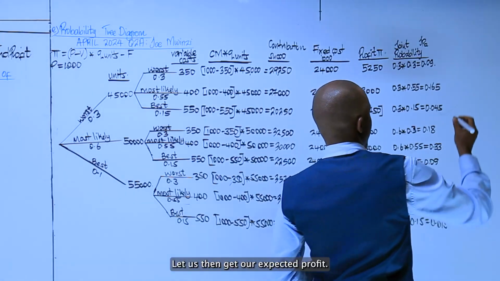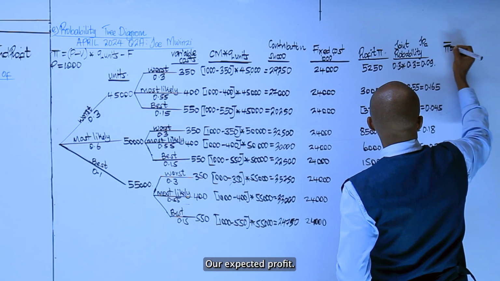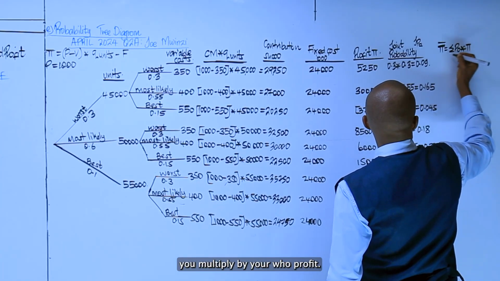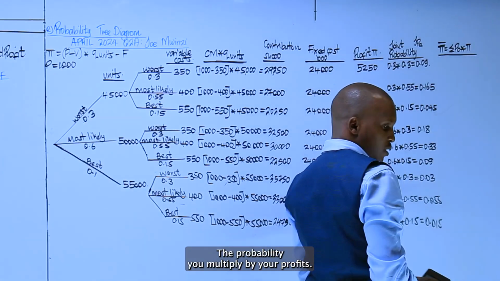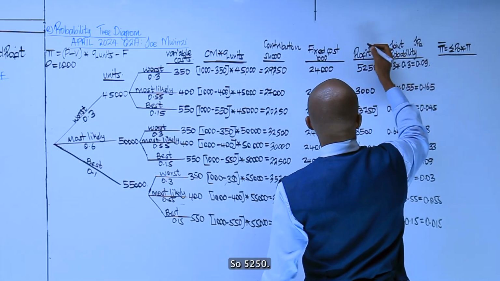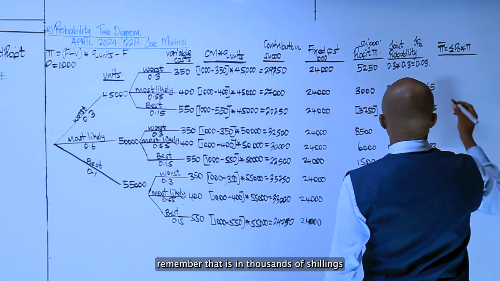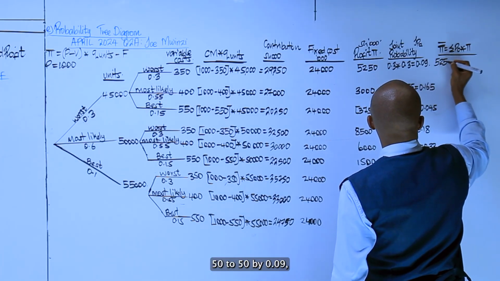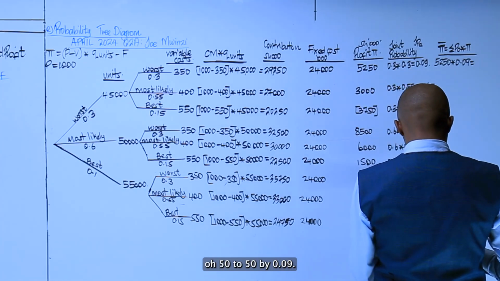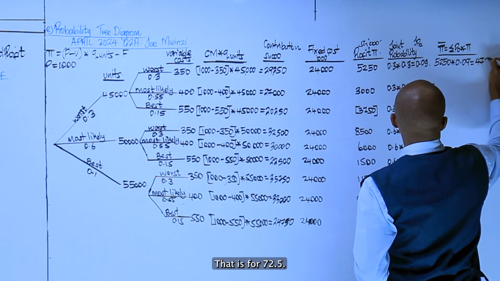Wonderful. Let's then get our expected profit. Our expected profit, by taking your probability, you multiply by your profit. So 5250, and this was in thousands of shillings. Remember that is in thousands of shillings. 5250 by 0.09, that is 472.5.